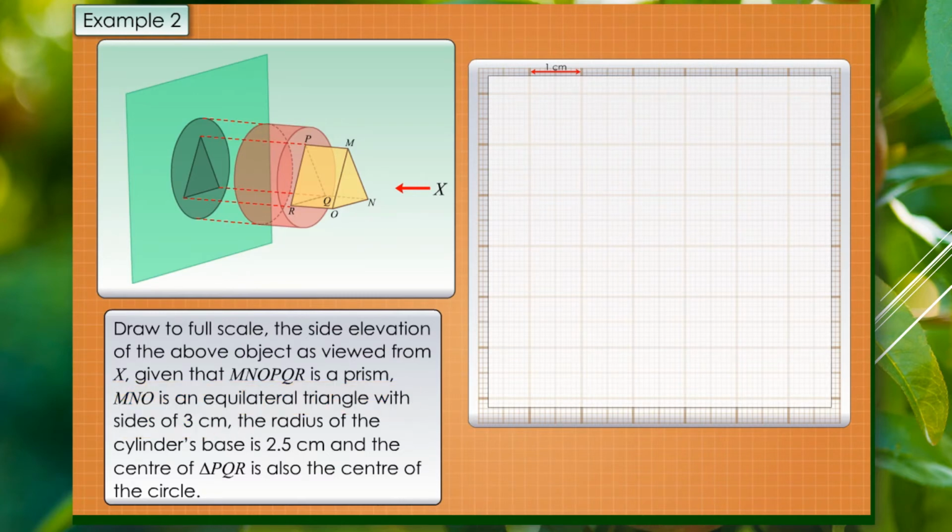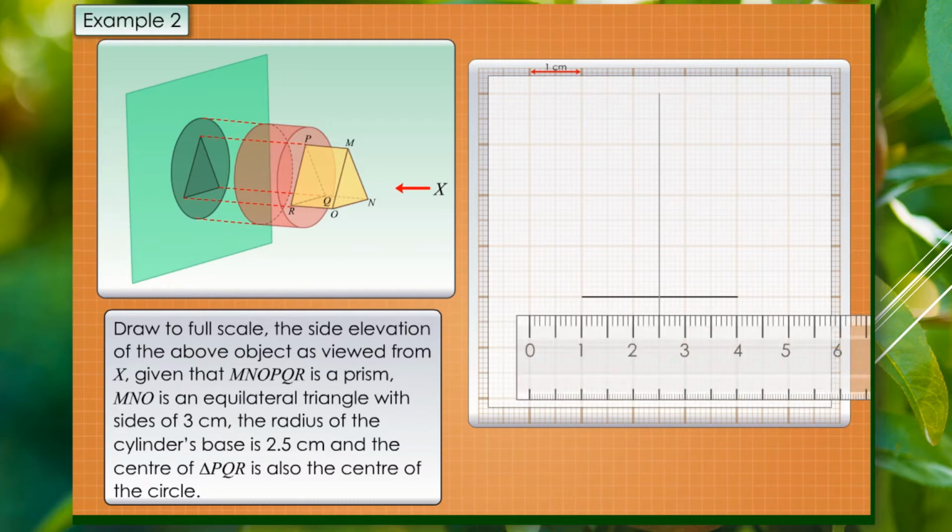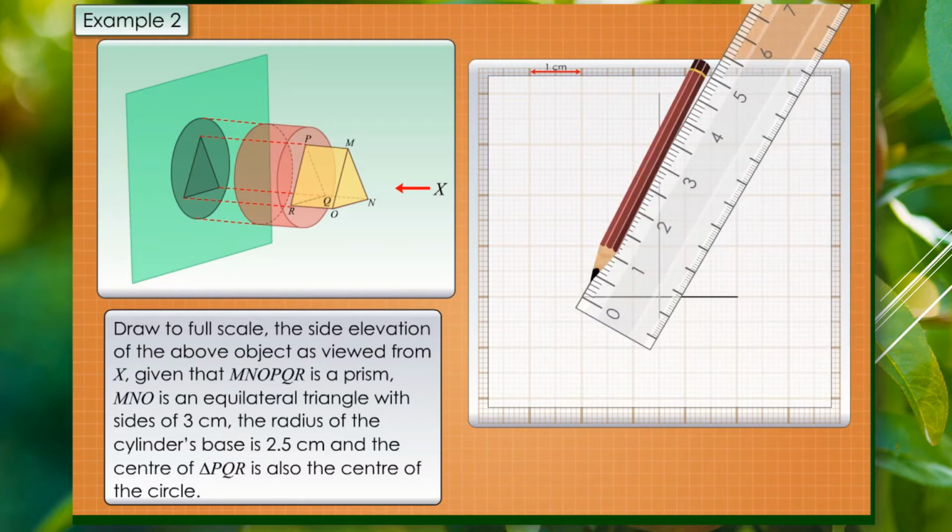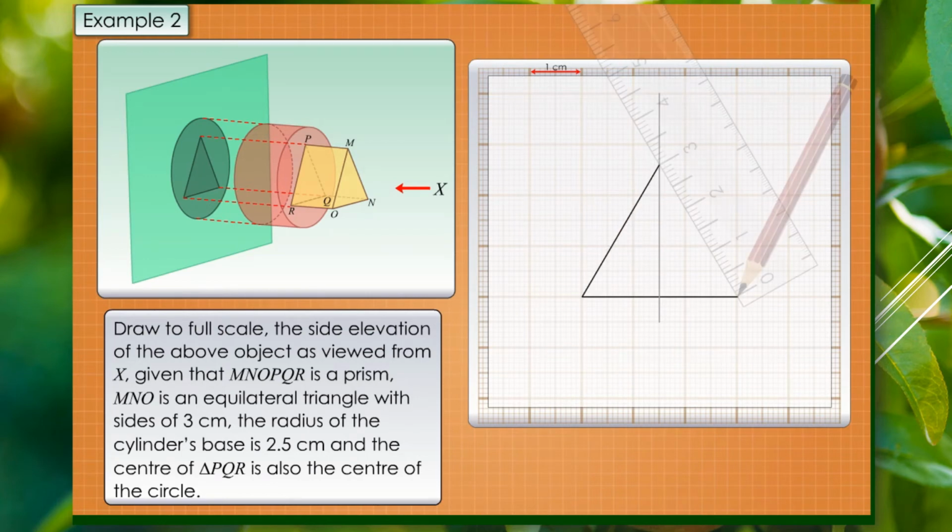The sides of the triangle are 3 centimeters. So, draw a horizontal line of length 3 centimeters. Then, draw lightly a vertical line bisecting the first line. Use a ruler to measure and draw the other 2 sides of the triangle, each of length 3 centimeters also.